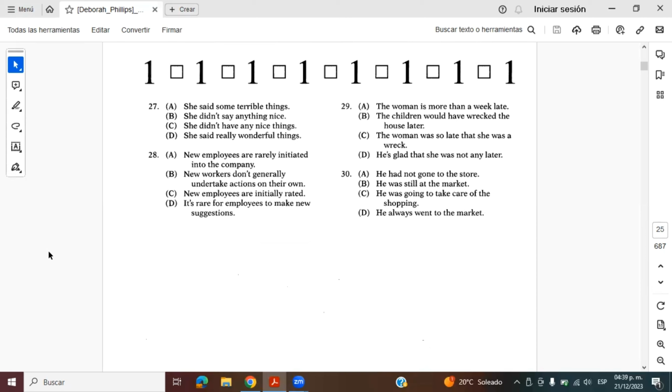Number 27. What did Peggy say about the job I did? She couldn't have said nicer things. What does the man say about Peggy?